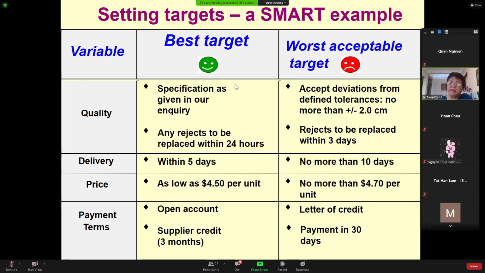This is the preparation: the best target and the worst target acceptable. This gives you an example for negotiation between the best and the worst, because you don't know from where to where you can reach agreement with the supplier.